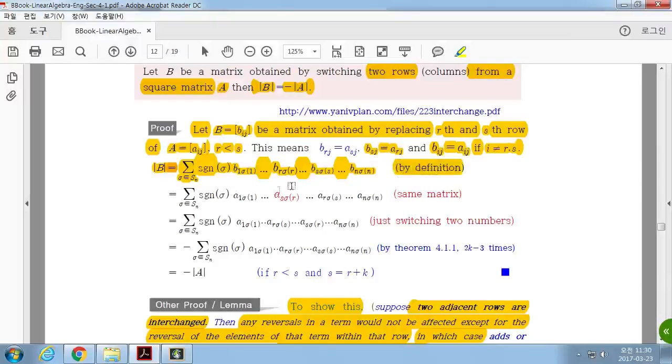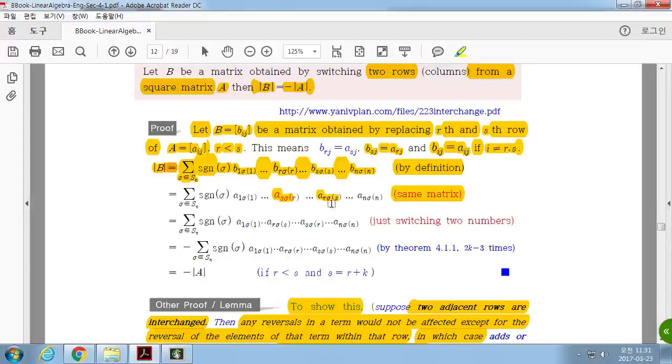Since all the terms are the same in B and A except these two rows, everything is the same except these two terms. B R sigma of R is actually A S sigma of R, and B S sigma of S is A R sigma of S, because two rows were changed. So this is basically the same matrix, expressed in terms of B and in terms of A.